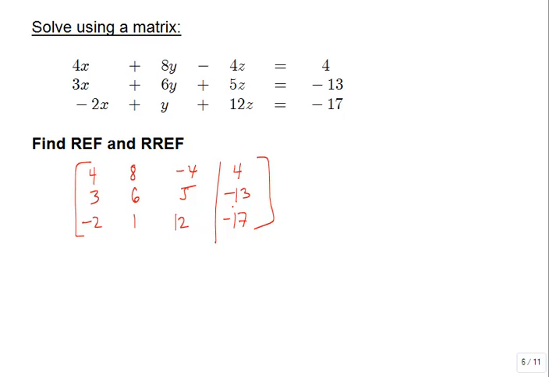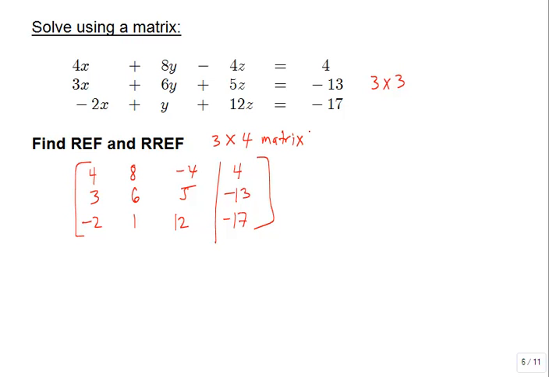Now I want you to notice something. This is what we call a 3 by 3 system because it had 3 equations and 3 variables, x, y, and z. But the matrix that we actually created here has 3 rows, but it has 4 columns because we get an extra column for those constants. So this is actually a 3 by 4 matrix.